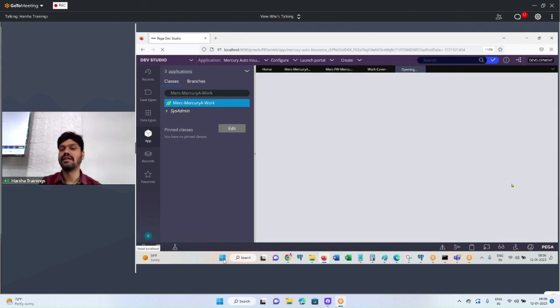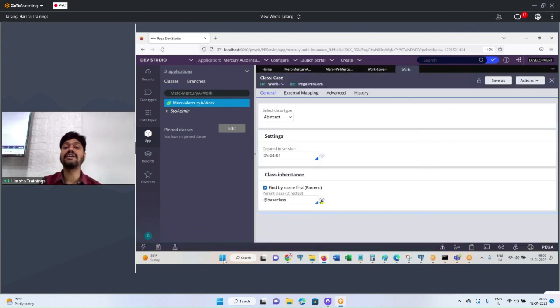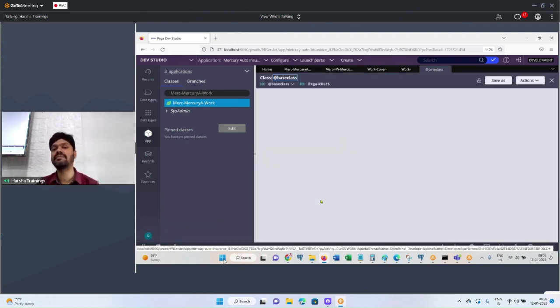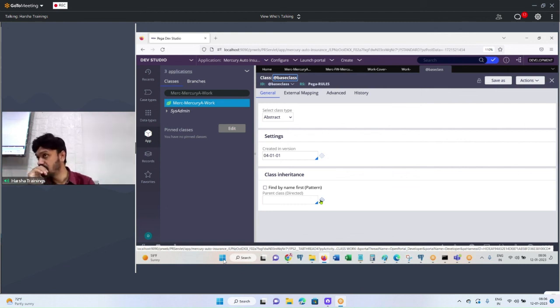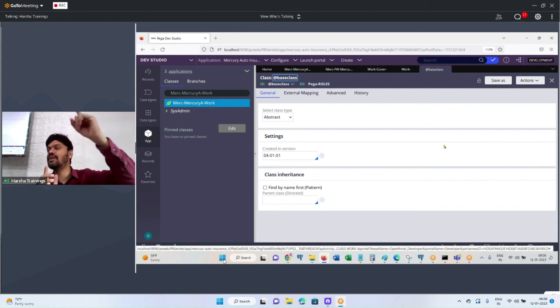Work- parent is ultimately it will reach the base class. That is the topmost class in Pega. Base class parent is none, that is the topmost. That's it, the starting point should be there, right? So, the implementation work class is inheriting from the framework work class with what inheritance?